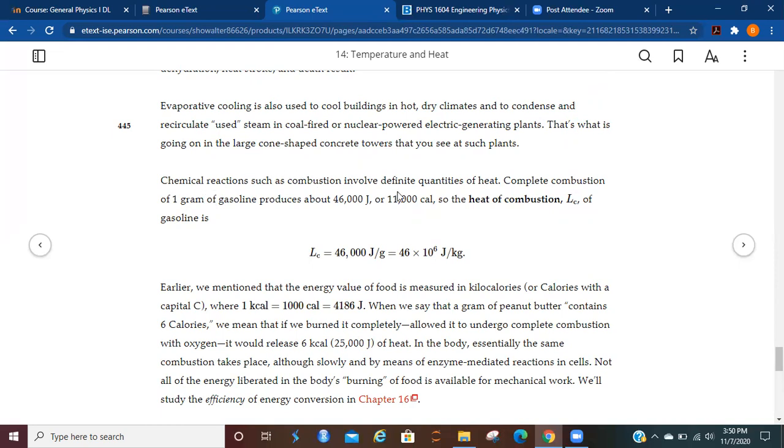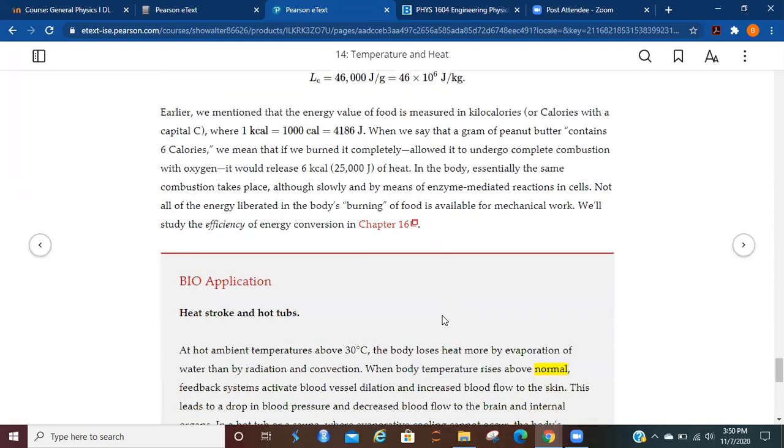Chemical reactions such as combustion involve definite quantities of heat. Complete combustion of 1 gram of gasoline produces about 46,000 joules or 11,000 calories. So the heat of combustion of gasoline is as follows.